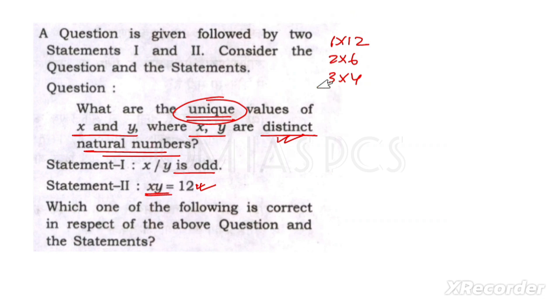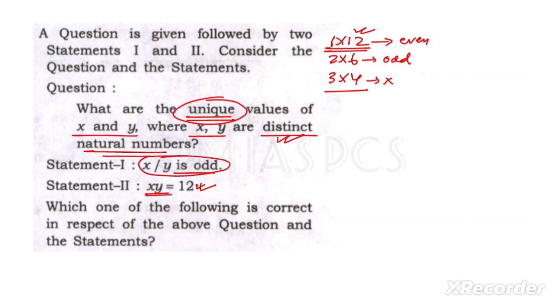I'm not going to write 4 multiplied by 3, 6 multiplied by 2, 12 multiplied by 1, because they follow the same rule. Here we have to find whether x by y is odd or not. I'm considering the greater one as x and the smaller one as y. So here it is even, this will be odd, this will be a fraction, no possibilities.